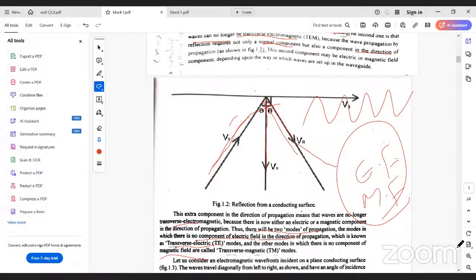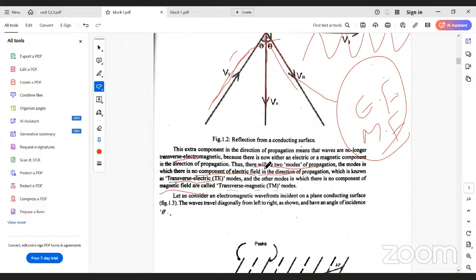Transfer directly, I will write this part. The next slide I will show you. These 2 points are important here.